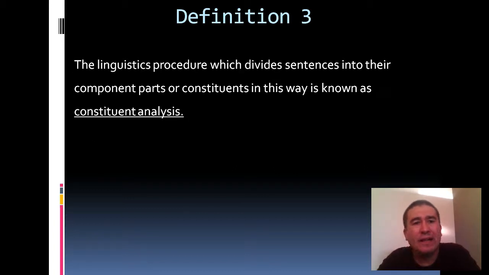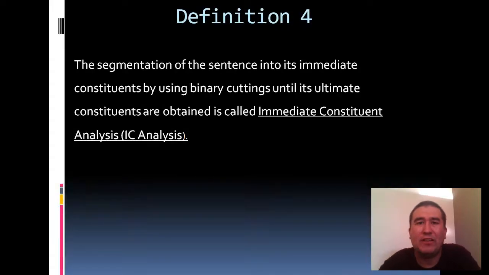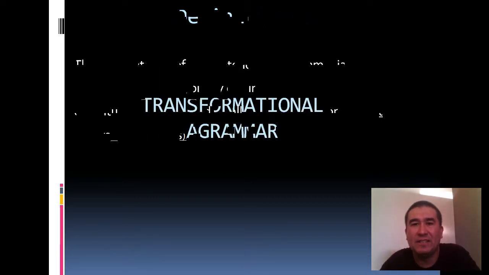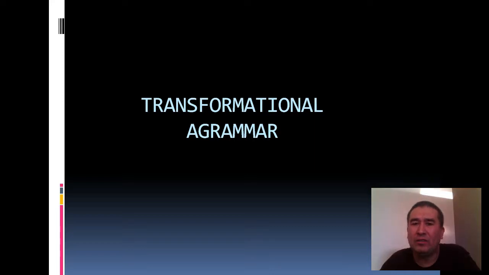Definition 3. The linguistic procedure which divides sentences into their component parts or constituents in this way is known as constituent analysis. Definition 4. The segmentation of the sentence into its immediate constituents by using binary coupling until its ultimate constituents are obtained is called immediate constituent analysis, IC analysis. These are the definitions. Let's move on to transformational grammar. We discussed descriptivist grammar. Now we shall move on to transformational grammar.